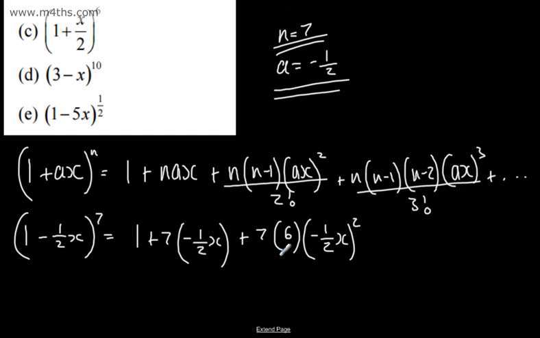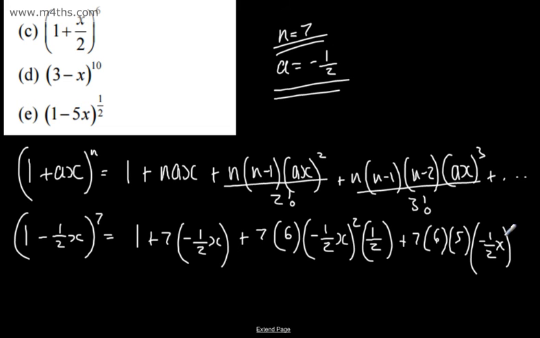Now at this stage I could put this all over 2 factorial. The advantage here of using a different approach is that we're not going to confuse ourselves. 2 factorial is 2, so I'm just going to multiply this by 1 over 2. That just makes it look slightly easier. You don't have to, but it's a choice for you. 7 times 6 times 5 times negative 1/2, which we need to cube, and divide this by 3 factorial, which is the same as multiplying by 1 over 3 factorial, which is going to give us 1 over 6.